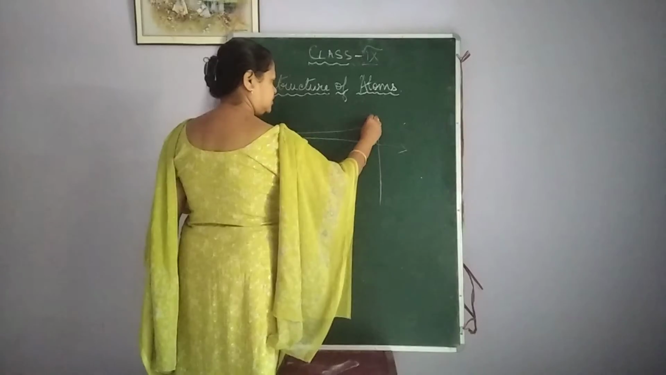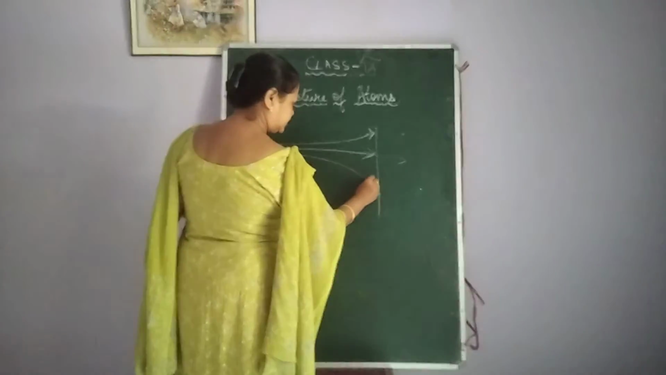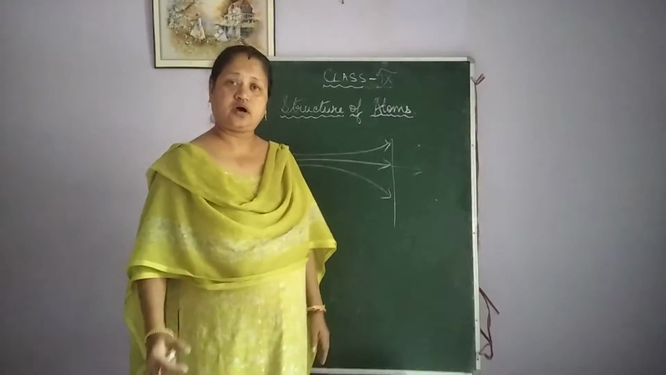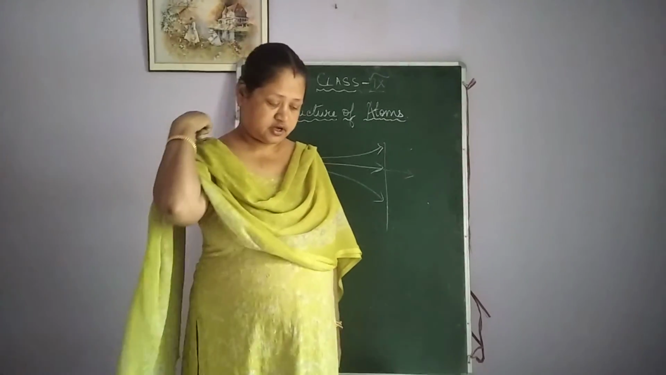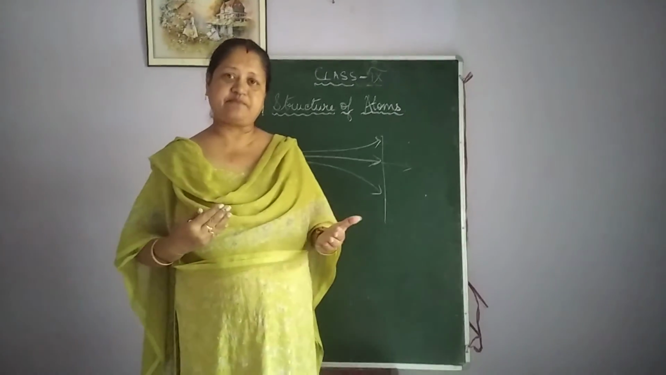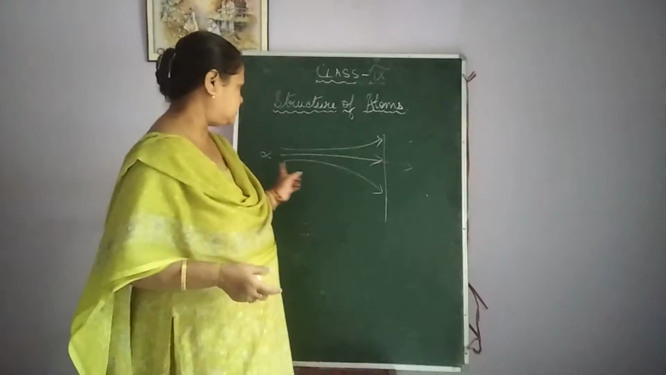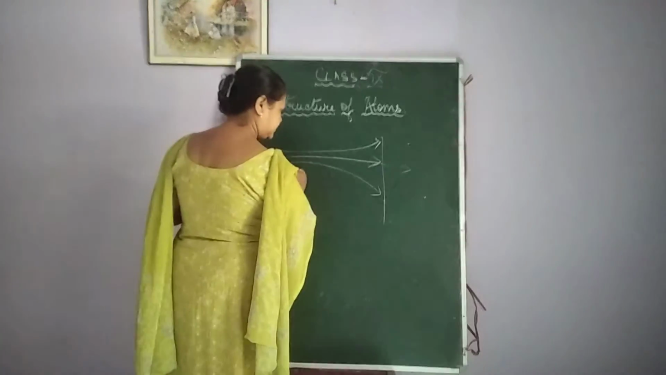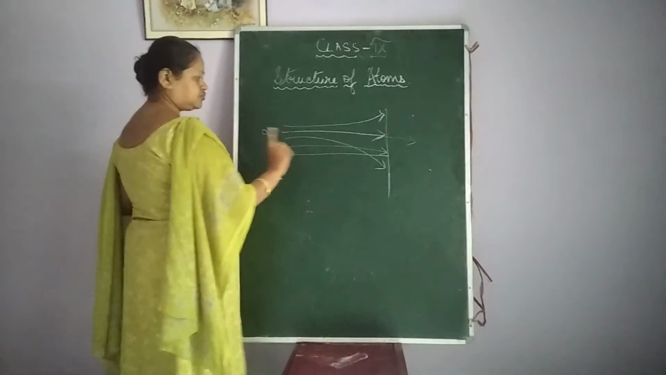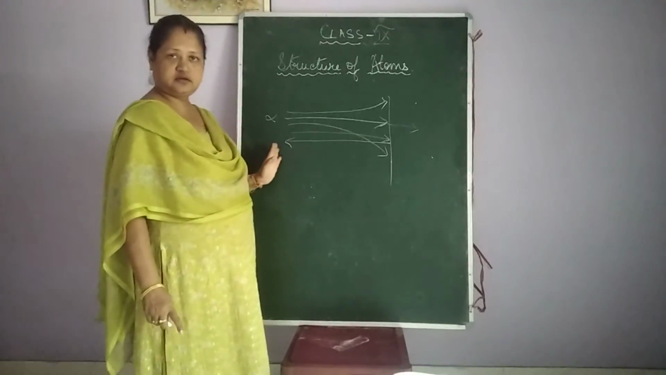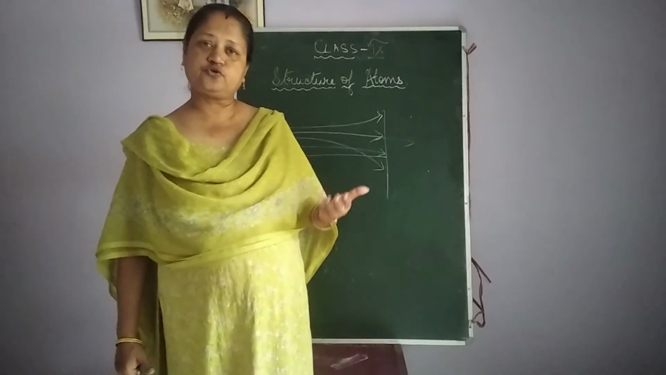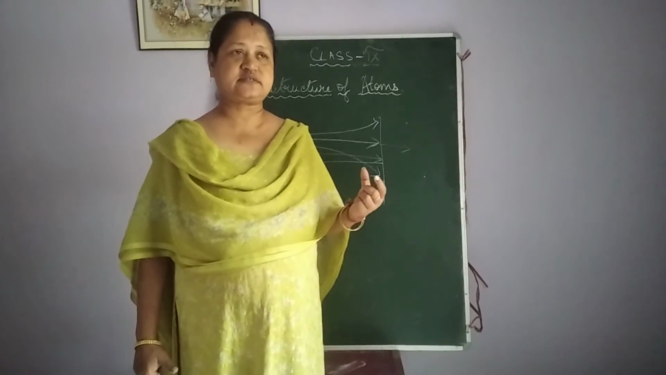Very few of the alpha particles were deflected by a small angle, and 1 out of 12,000 particles rebounded. That means it came back. So that means after striking it, 1 out of 12,000 came back, and Rutherford was so surprised.